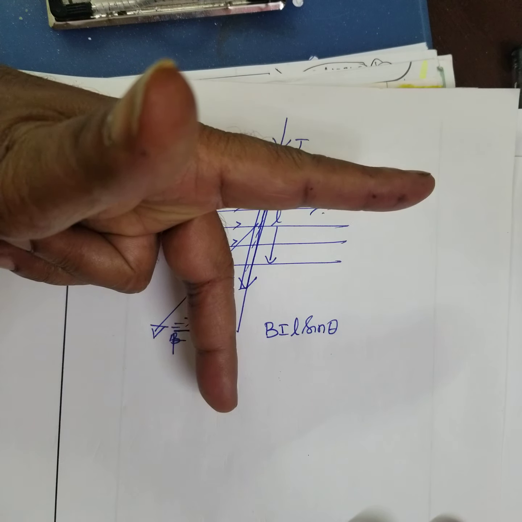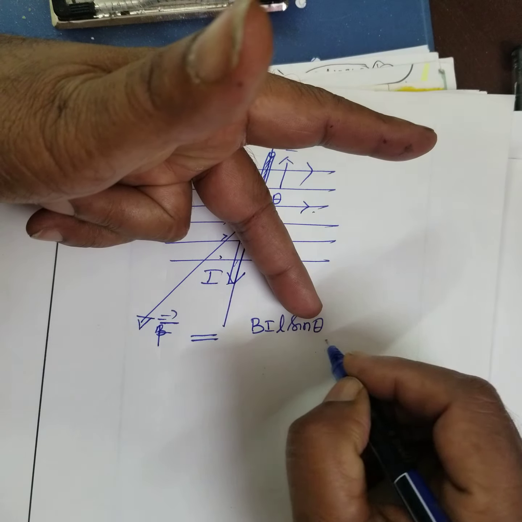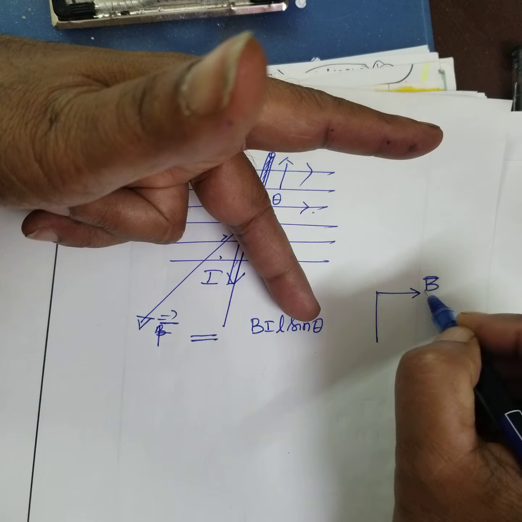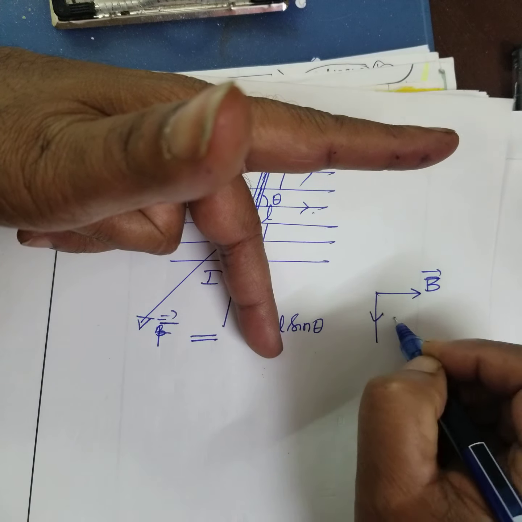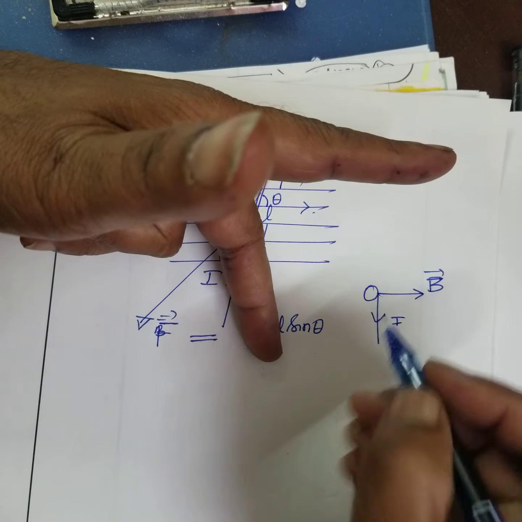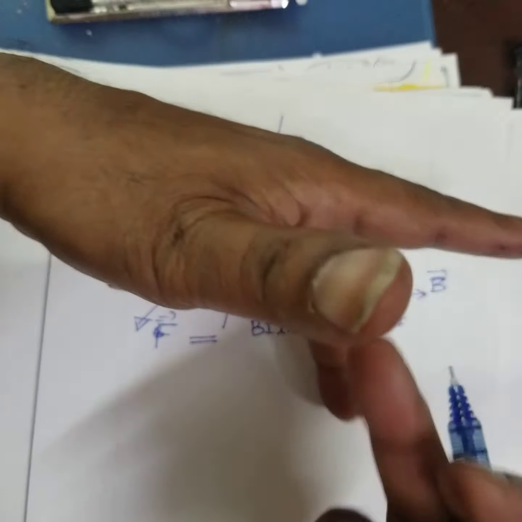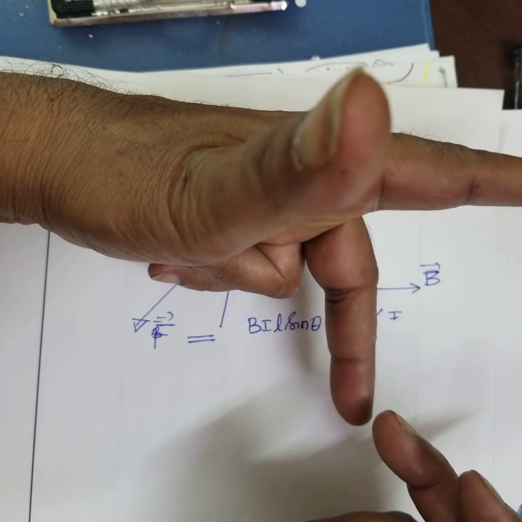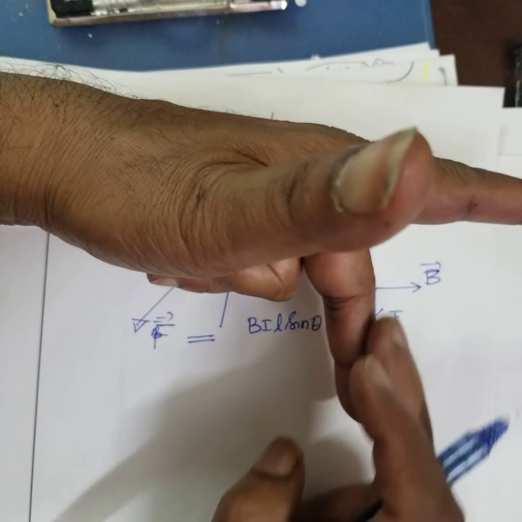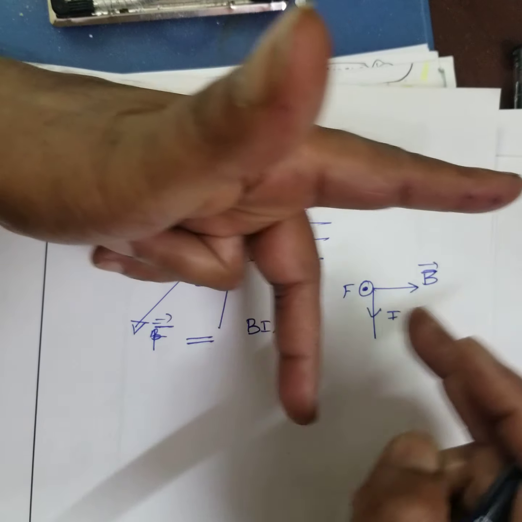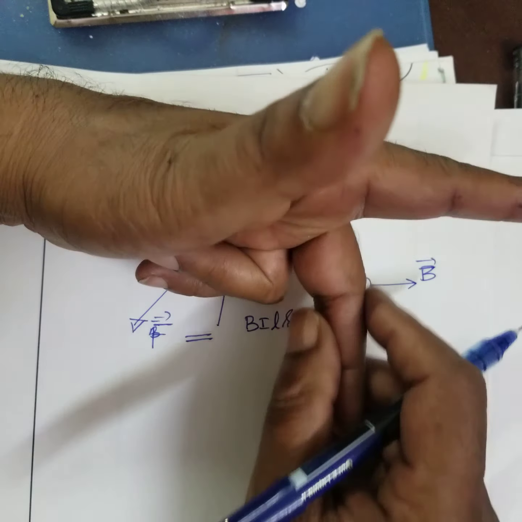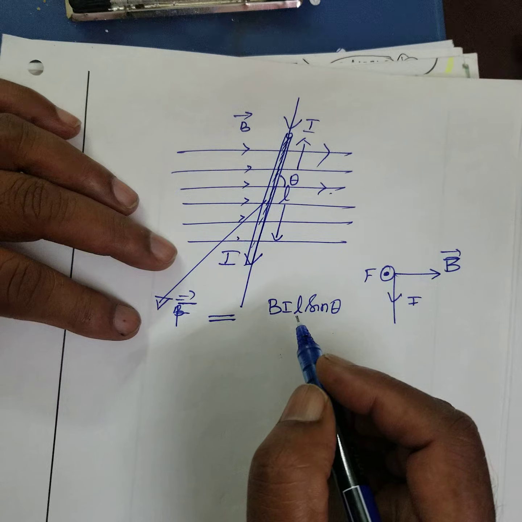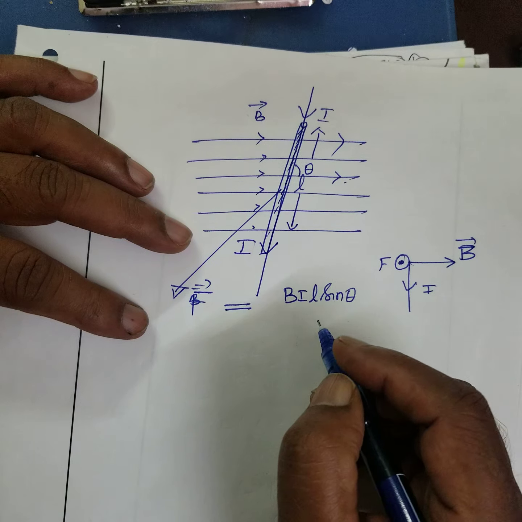It's called Fleming's left rule. What is Fleming's left rule? If theta is equal to 90, what will happen? This is the magnetic field. This is the direction of the current. The force is outside, towards the thumb. Therefore, if you stretch the three fingers of a left hand, the forefinger shows the direction of the magnetic field, the middle finger shows the direction of the current, and the thumb represents the direction of the force acting on the conductor.